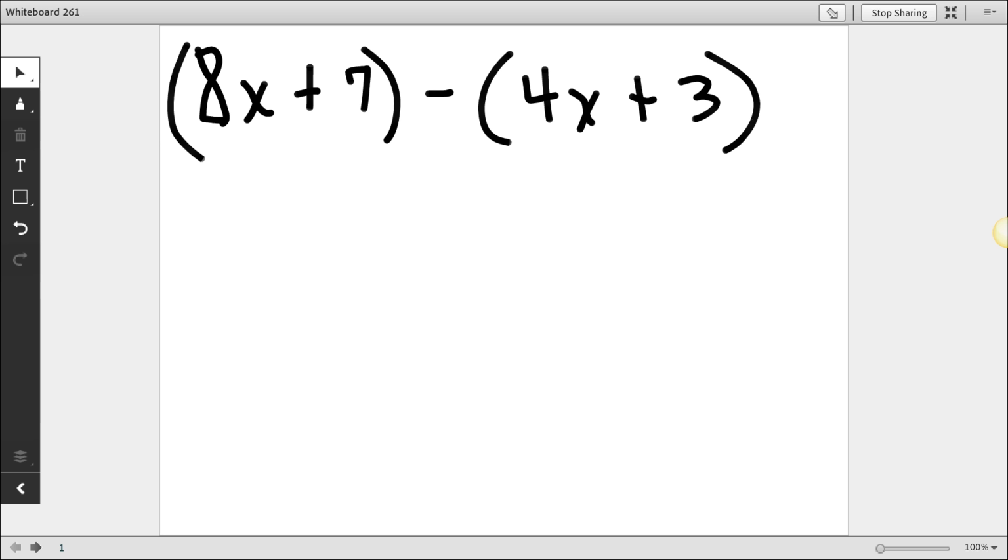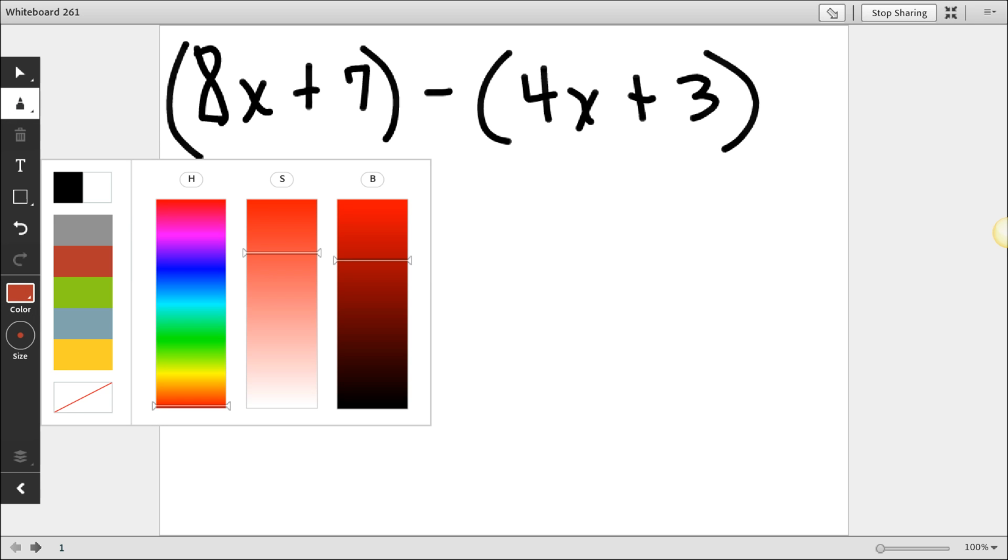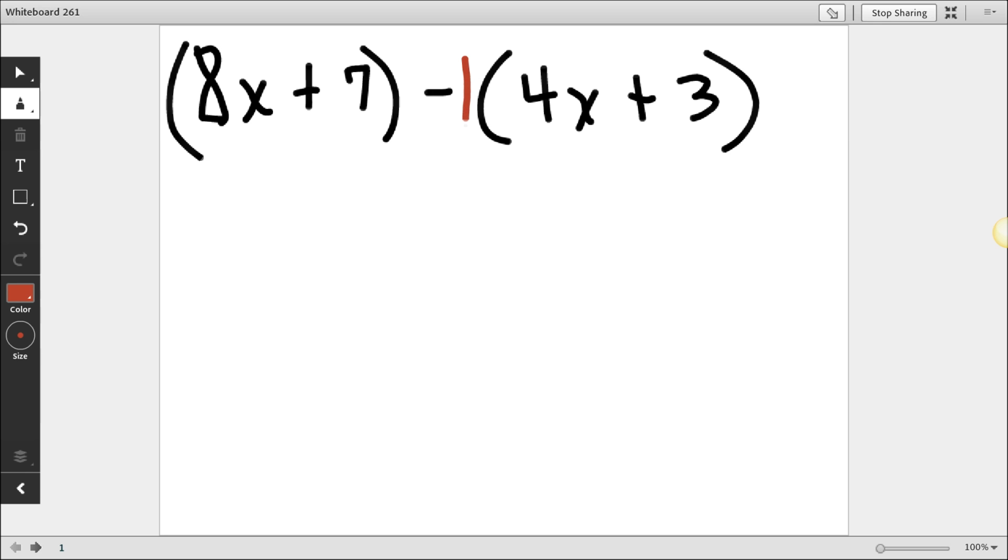So here we go. This is two binomials that are being subtracted from each other, and we've got this subtraction sign in between. So the easiest way to think about this is that there's a 1 right there in front of that parenthesis, which is just assumed to be there. And then we're going to apply the distributive property by multiplying this whole thing by -1.